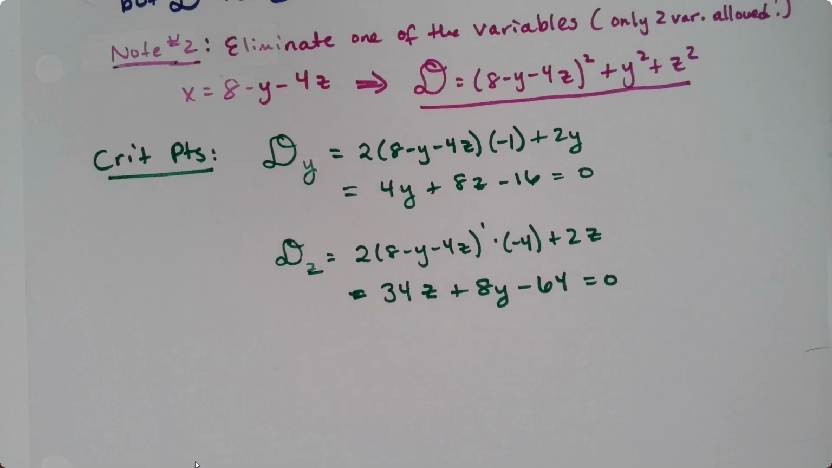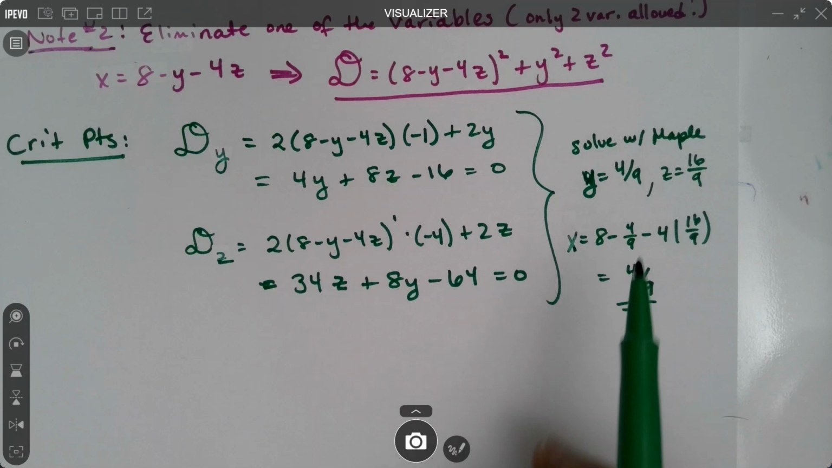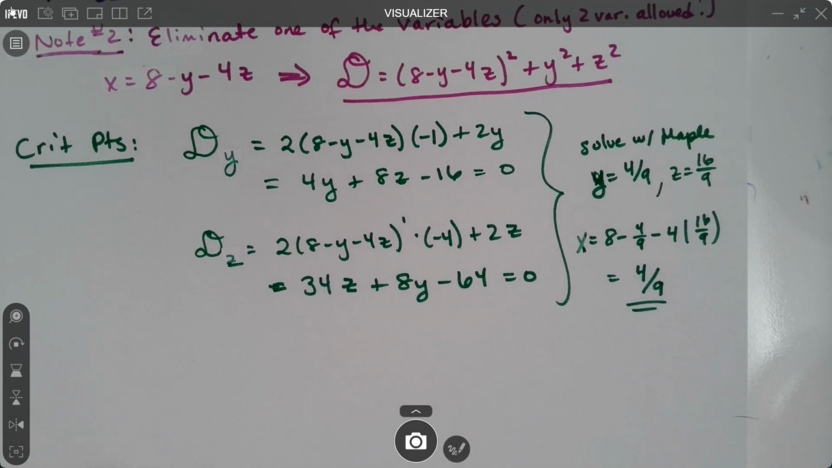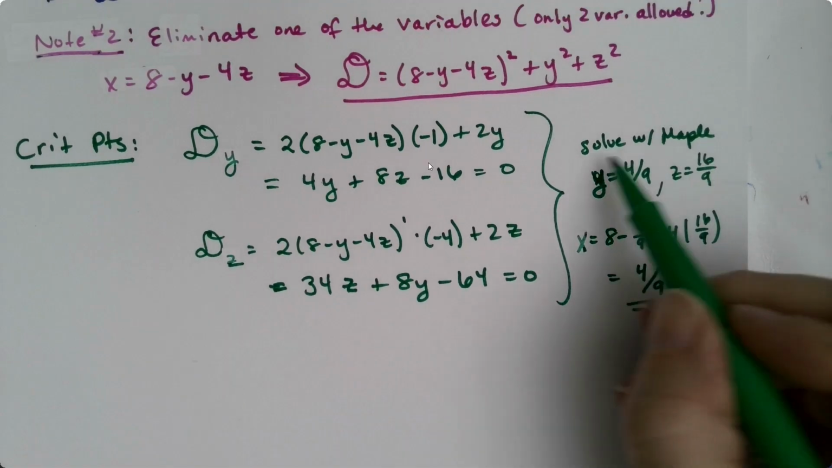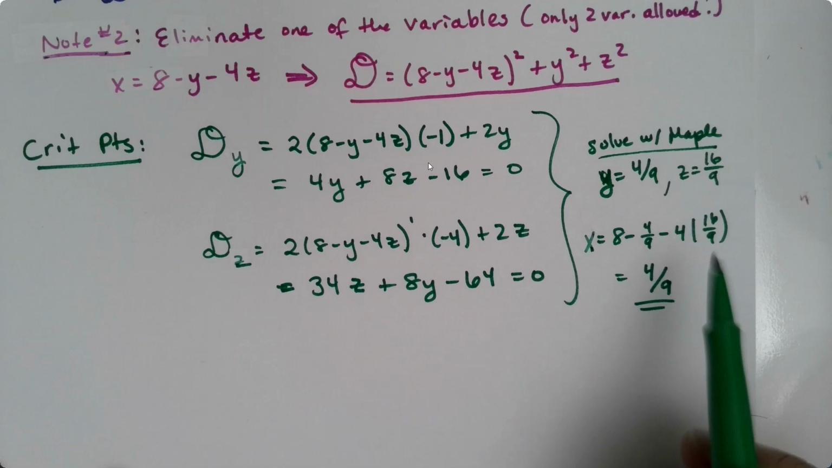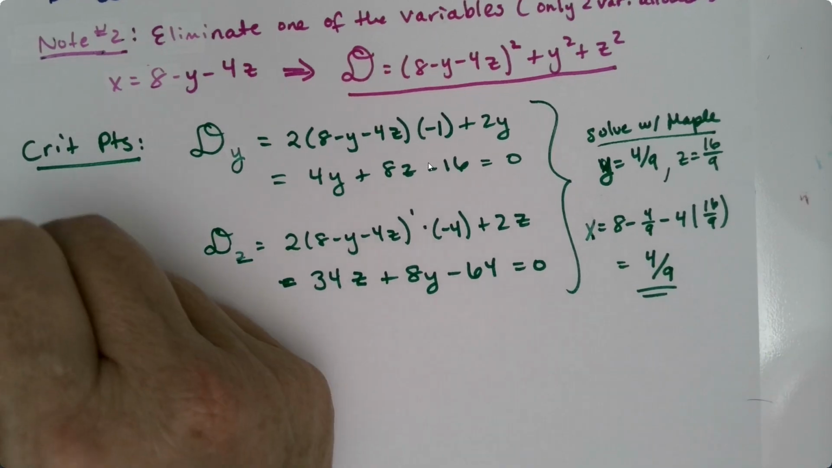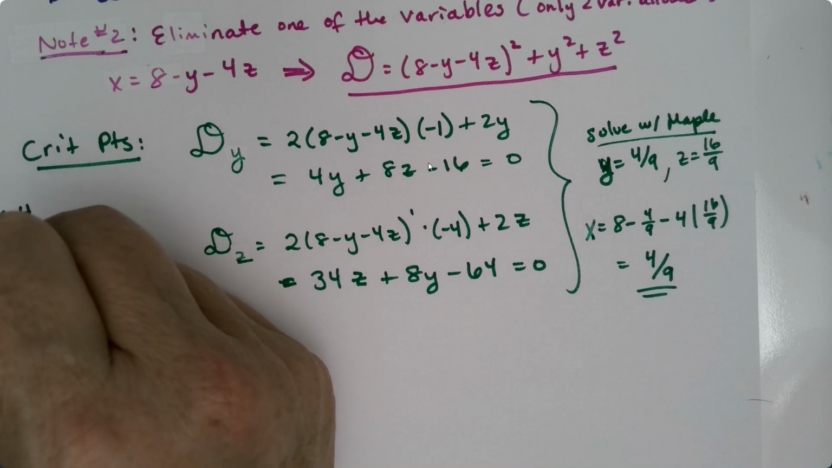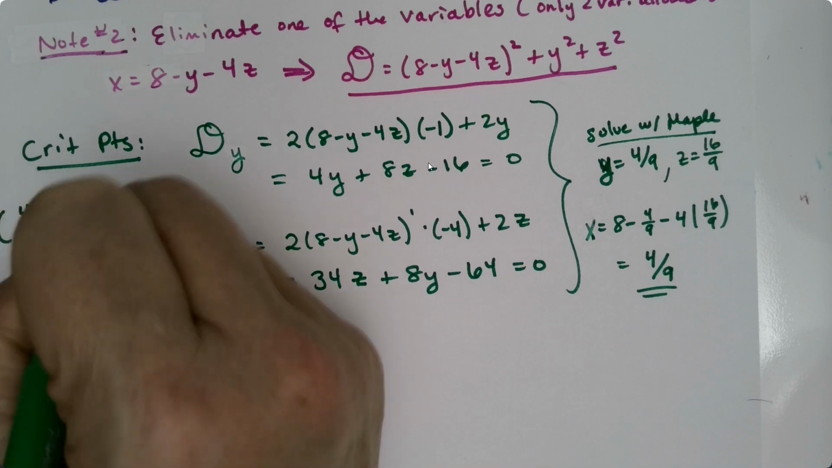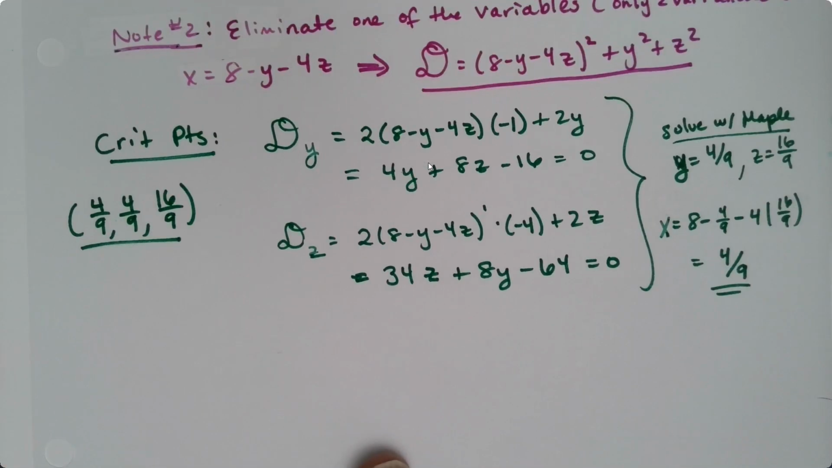Okay, so let's write all that down. All right, there we have it. So y is equal to 4/9, z is equal to 16/9. Maple gave me those. And then technically Maple gave me this other one, but I could have found it as well. So there's my critical point. So my critical point is 4/9, comma, 4/9, comma, 16/9. That's the critical point. It's the only one. There is no other one.